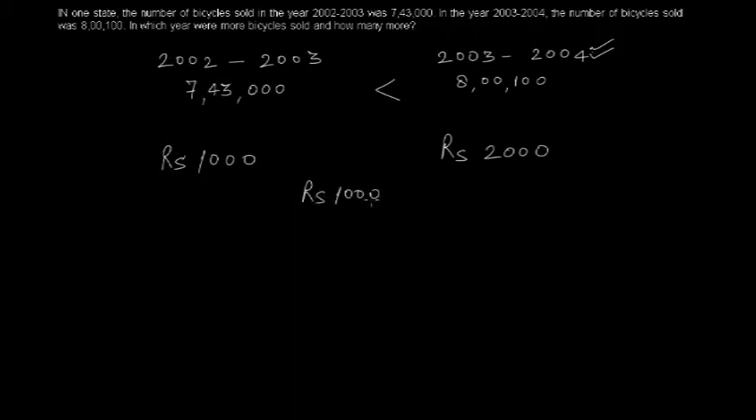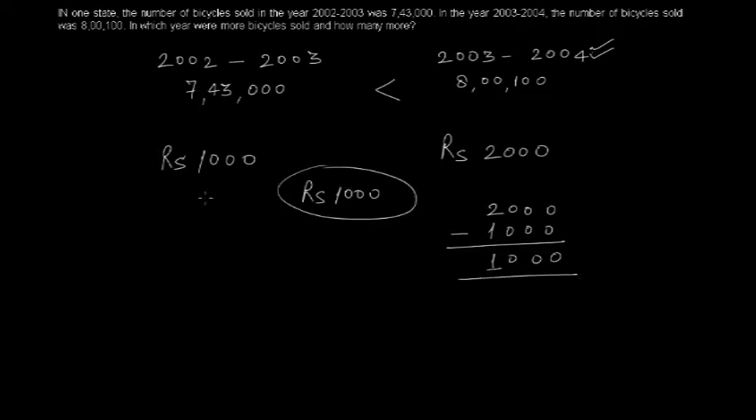And how did you calculate that? Of course, previously it was 1,000, now it is 2,000. Therefore 2,000 minus 1,000, and this will give you 0, 0, 0 and 1,000. So I have now rupees 1,000 more than previously. Same thing will be here. In 2003 and 2004 you have 8,01,100. In 2002 to 2003 you had 7,43,000. This amount is greater than this amount. So how many more bicycles did you sell?